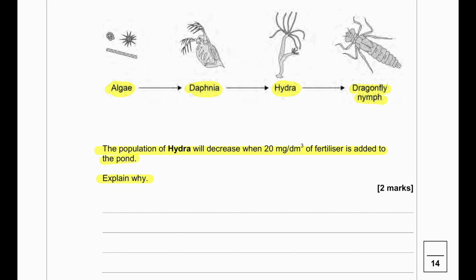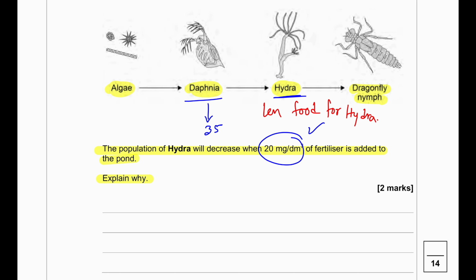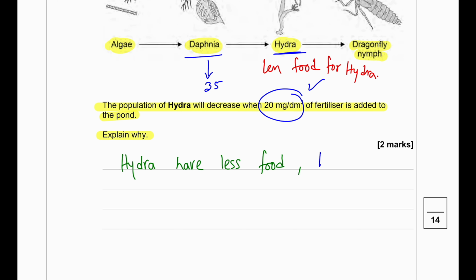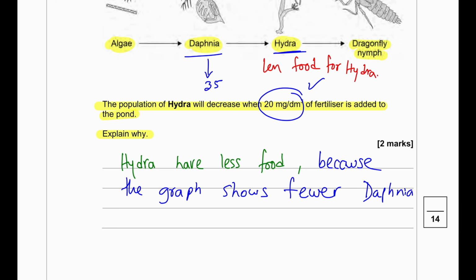But you see, with 20 milligram per dm cube fertilizer, the Daphnia number decreases to 35, which means there is less food for hydra. So the answer has to be written: the hydra have less food because the graph shows fewer Daphnia with more fertilizer.